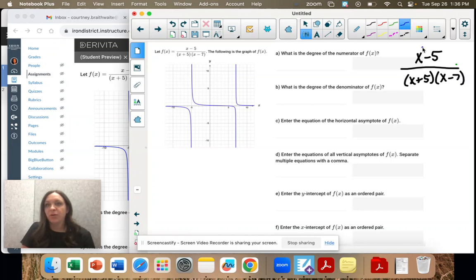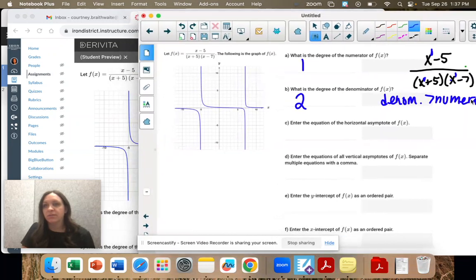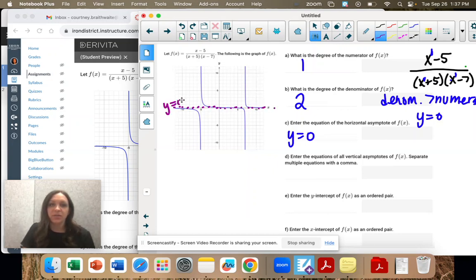So degree of the numerator, how many x's? 1. Degree of denominator, how many x's? 2. 1 plus 1. So when the denominator is greater than the numerator, I ran out of room. Numerator, y equals 0 is the horizontal asymptote. Okay, and again, our graphs, the more degrees we have, the more deceiving they get. But right there, y equals 0 is our asymptote.